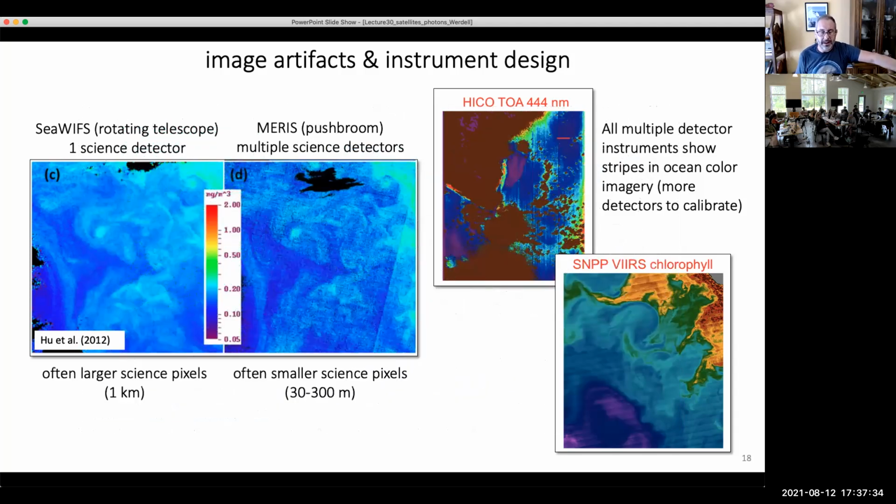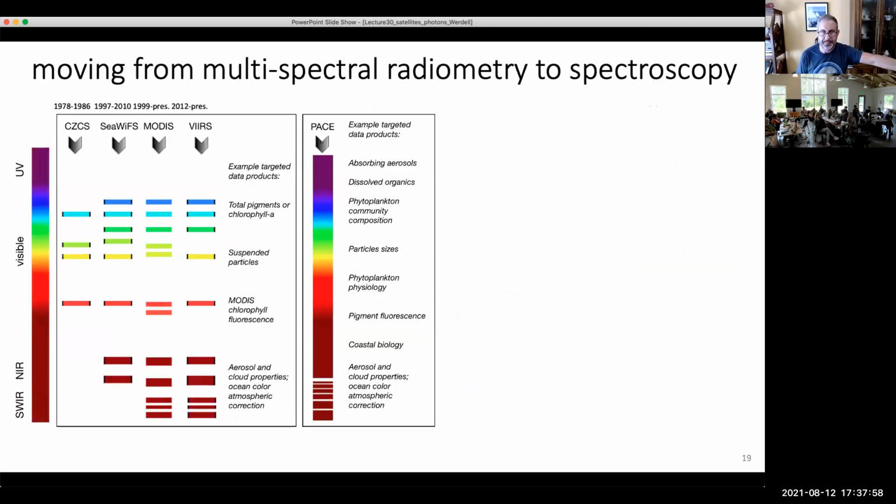Now, all that said, the difference between SeaWiFS is that in these scanners, it's a 1 kilometer instrument. Here at MARIS, you can do 300 kilometers. You do Landsat or MSI and Sentinel-2, you can get down to 30. So if what you're interested in can tolerate these stripes, you're not making a wrong choice by using them. You just need to understand what you're trying to study.